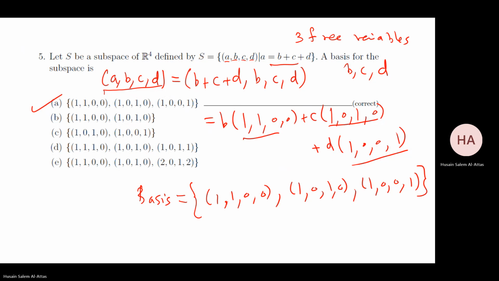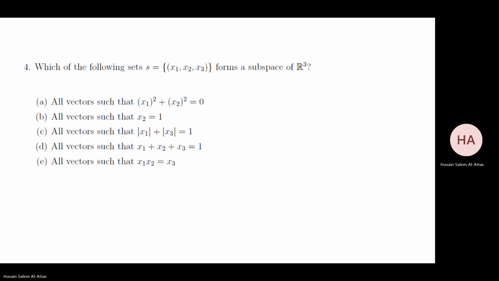Okay. Now I'll move to the next question. Which of the following sets form a subspace of R3? I know this is the answer, so I'll do it backward. For a set to form a subspace, I need these two conditions. If I take any two vectors and add them, they should be in the set. A constant times any of these vectors should be in the subspace.